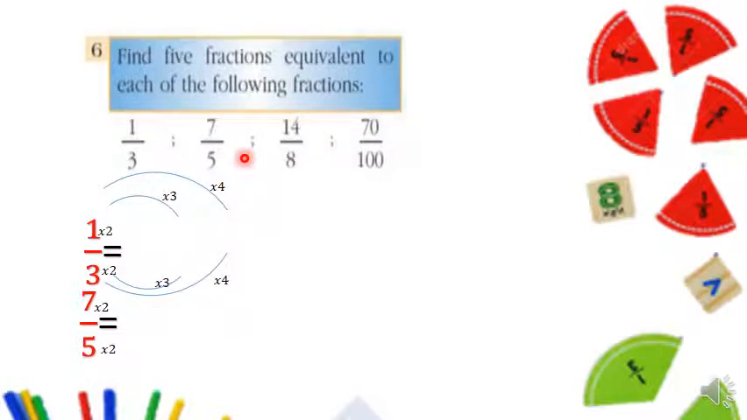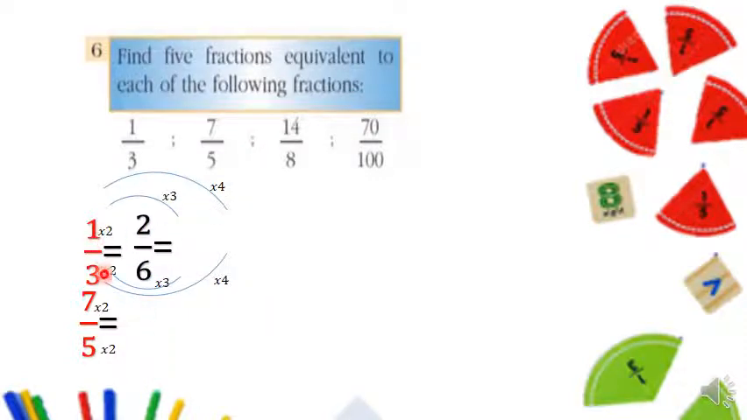We said that if I want to find equivalent fractions, we have 2 ways: either by multiplying the numerator and the denominator by the same number, or by dividing the numerator and the denominator by the same number. But it's easier to use multiplication. So let's multiply the numerator and the denominator by the same number you choose. I choose to multiply them by 2, then by 3, then by 4, then by 5, then by 6.